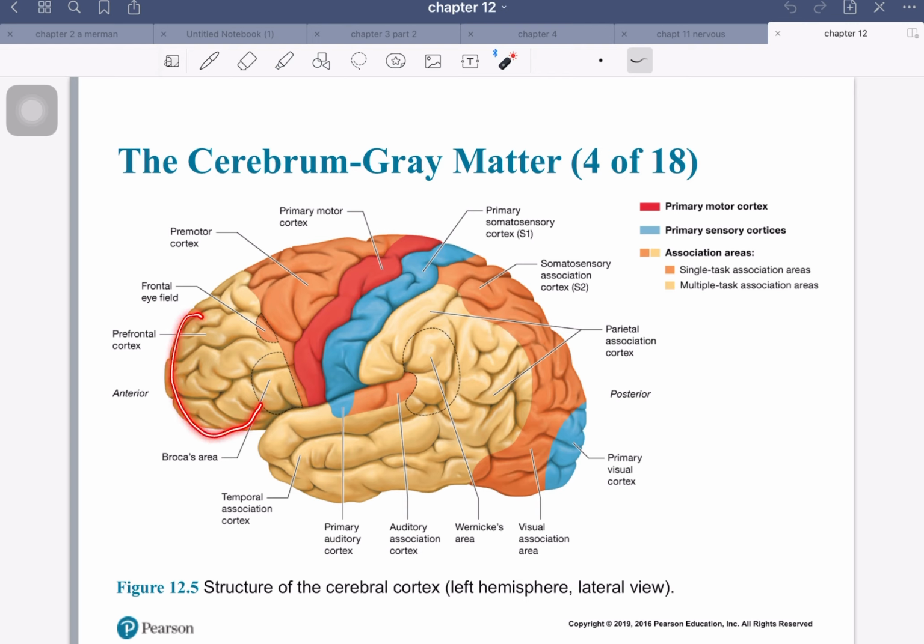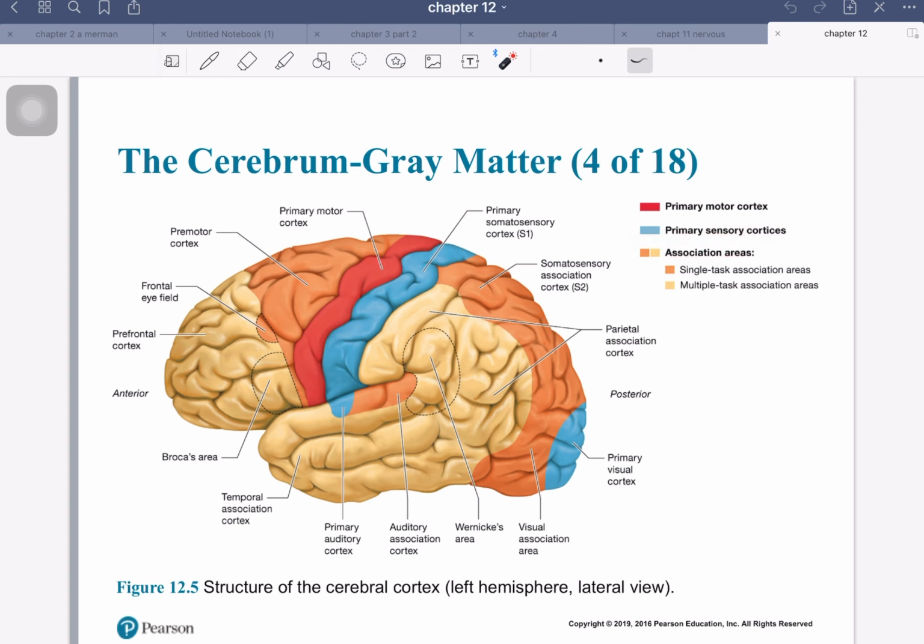We have the prefrontal cortex up here, and we have the frontal eye field, which is a little area right there. And then, not surprisingly, as I said, we have the primary visual cortex, and then we have visual association areas. So you can see we can map out a number of areas, and they're color-coded: the primary motor cortex, the primary sensory, and then the association areas.